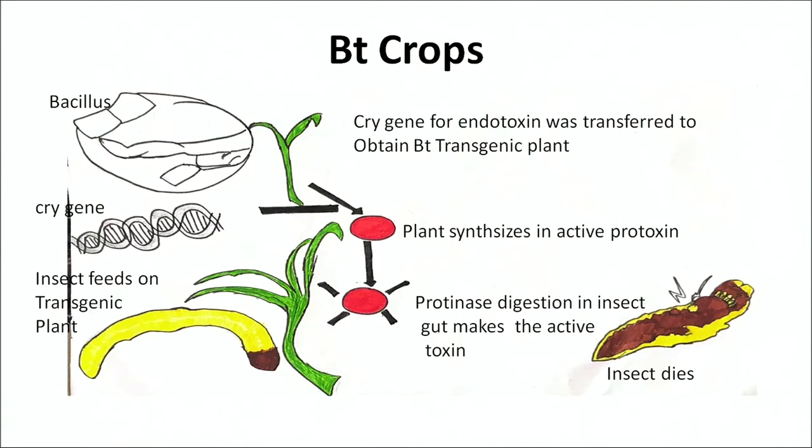When the insect feeds on the transgenic plant, because the plant is already synthesizing it, all parts of the plant contain an inactive protoxin. Once the insect eats the plant, the proteinase digestion in the insect gut converts this protoxin into an active toxin, which ultimately kills the insect. And as you must have read in the newspaper also, these Bt cotton and Bt brinjal crops have been intensively used even in India.